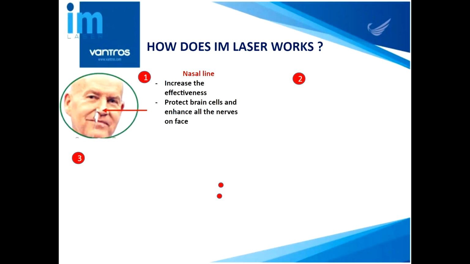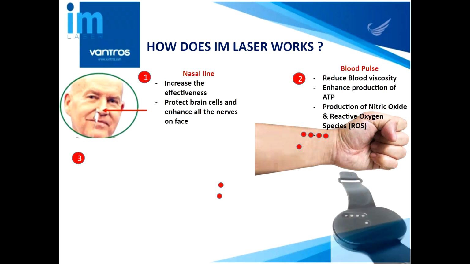It protects our brain cells and also enhances all the nerves on our face. Because when you enhance the nerves, you can do the pulling. That makes you look younger from the outside. That's outside. And second, the blood flow. You wear it on your left wrist, left because it is near your heart. Immediately, you reduce the blood viscosity. Blood viscosity, or people say thick blood, this is very bad, right?